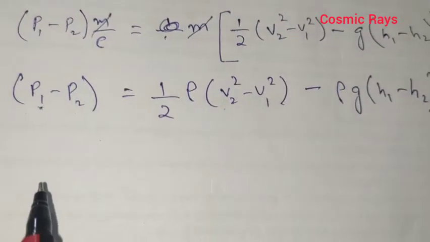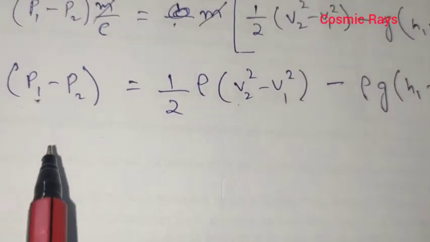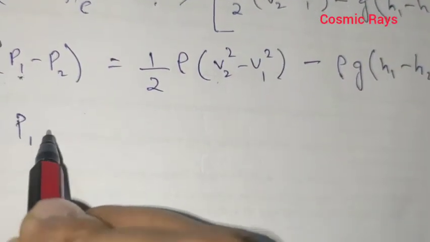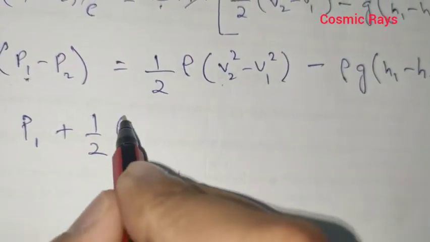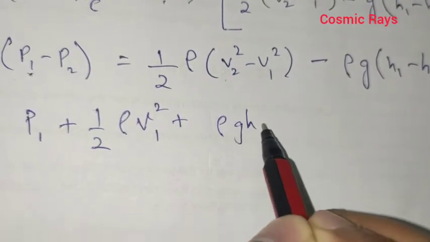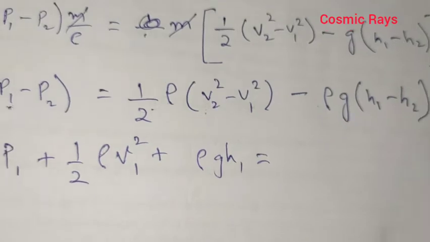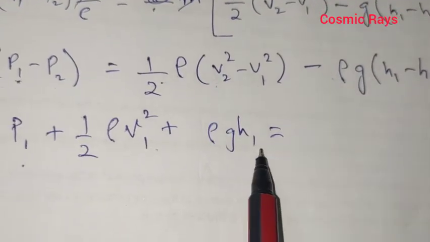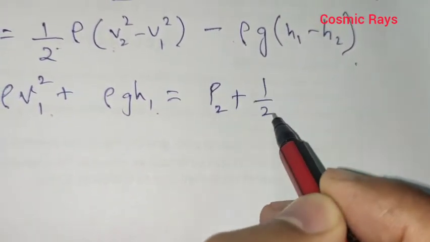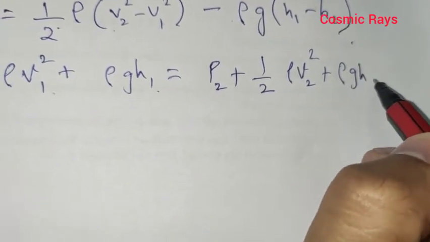So if we simplify it, we bring all the terms containing subscript 1 to one side and all the terms containing subscript 2 to the other side. Then we will have P1 plus half rho V1 square plus rho g h1. We are simply multiplying the terms inside. Then we bring all the terms containing 1 to the left hand side, and all the terms containing 2 to the other side. So we'll have P2 plus half rho V2 square plus rho g h2.